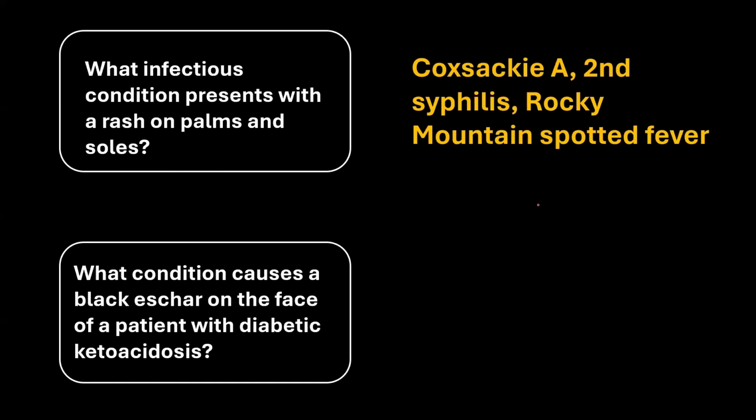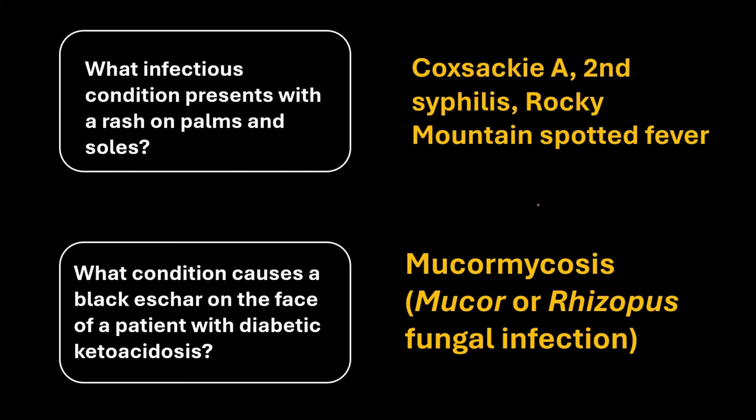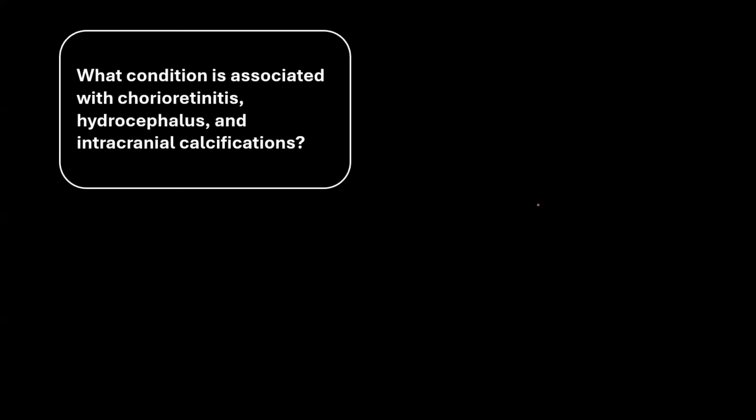Okay, what condition causes a black eschar on the face of a patient with diabetic ketoacidosis? Good. Mucormycosis. What are the genus names of the organisms that cause mucormycosis? Good. The main one you want to think about is Rhizopus, but also the Mucor species.